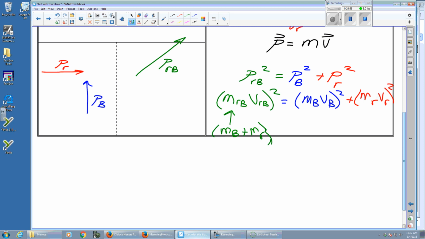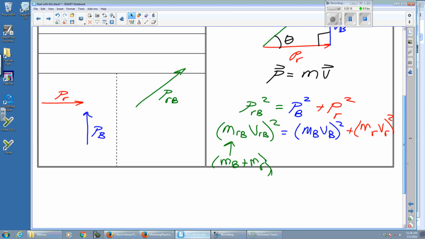Well, let's see. I know MB. I know MR. I want to know VRB, because that's the speed that they move off together. I know MB. I know VB. I know M. Oh, I know all those. So now it's just plugging numbers in, right? So now maybe I should move on to finding theta.